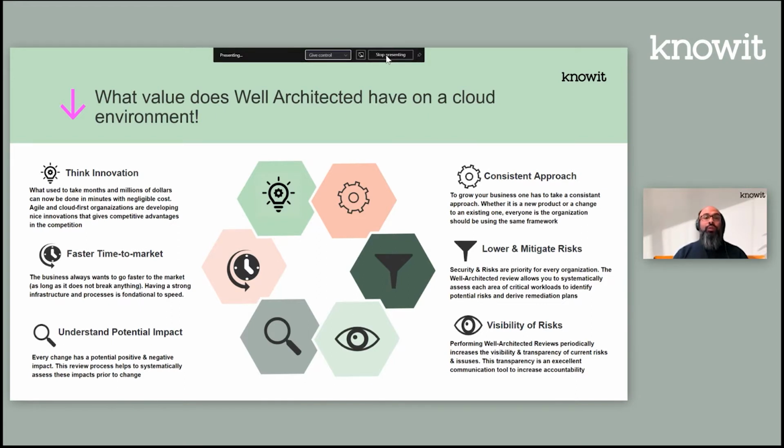Then, of course, you can use this as a consistent approach for moving ahead, either for moving more production workloads or optimizing an existing workload. And then you can use it to lower and mitigate risks. You can identify and then mitigate the risk, both on the security and the cost as well. And of course, the visibility of the risk and a compliance perspective. The transparency is there across the organization. So, as an operations team, you can be very transparent.